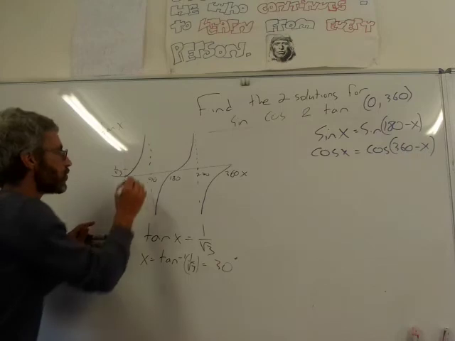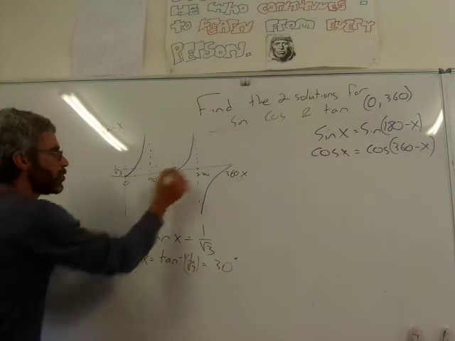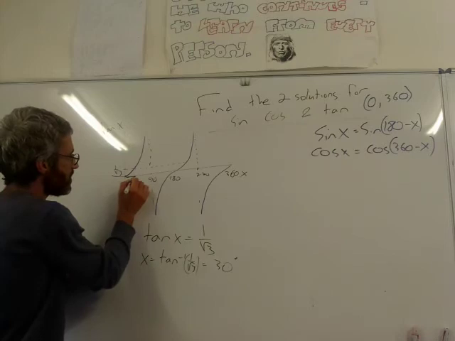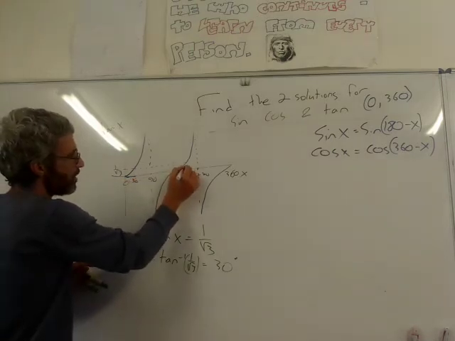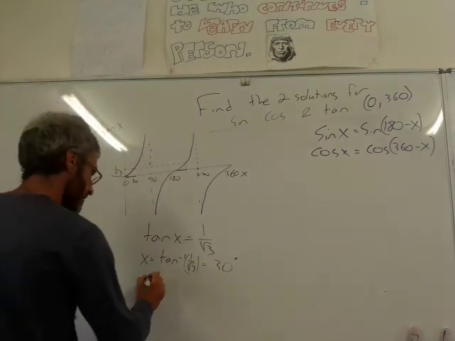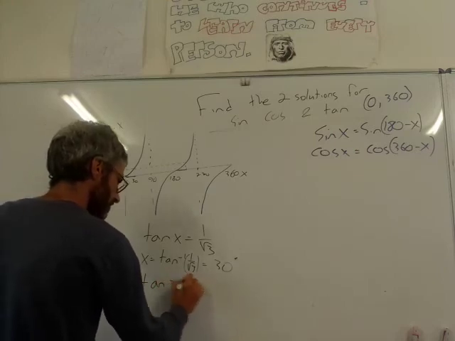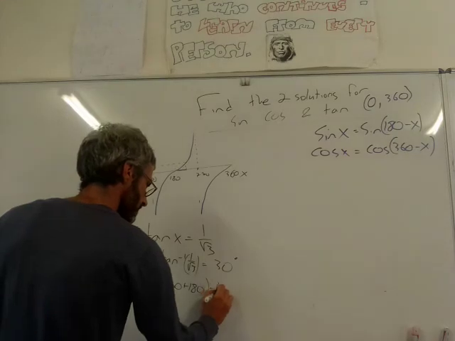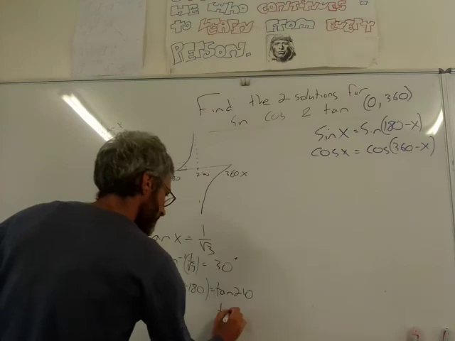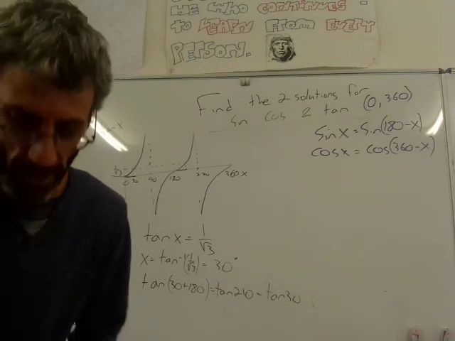But as you can see on this graph as well, I have two solutions. I've got another solution over here between 180 and 270. If you see that this is 30, you can imagine that the next one will also be 30 after 180. So let's just try that. If I put tan of 30 plus 180, which is tan 210, I should get the same thing as tan 30, if my guess is correct. So let's try and do that.